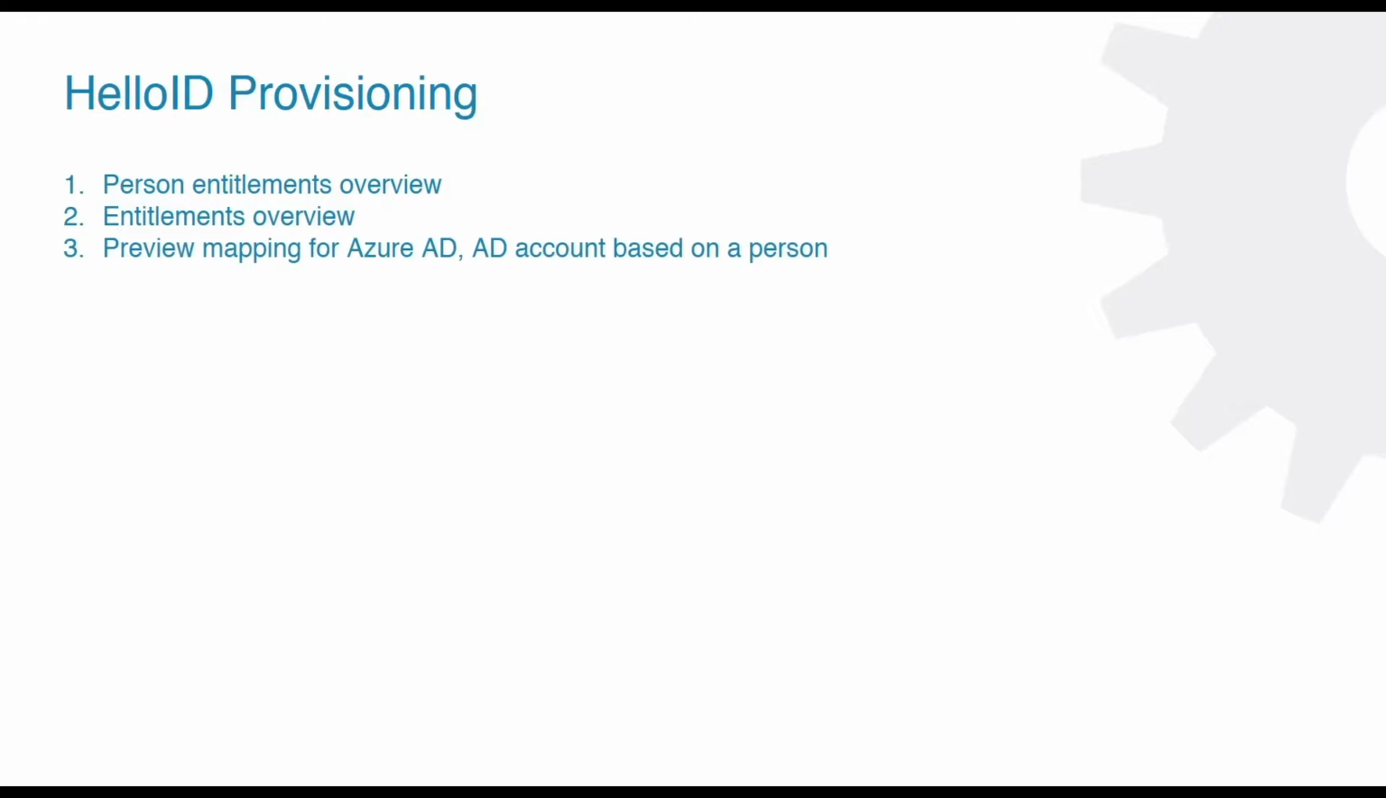Next, we have a preview for the mapping information for both Azure AD as well as AD. With the preview, you can select a user and see the immediate effect for this user when you change the mapping. This connects to our next functionality, preview mapping in the source system. You will now be able to do the same previewing in both the target system and source system.